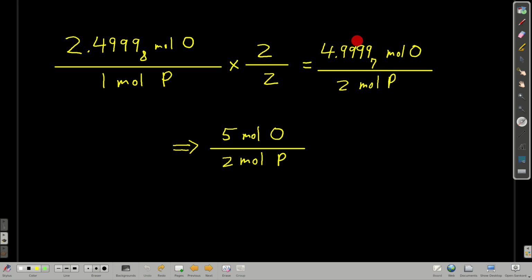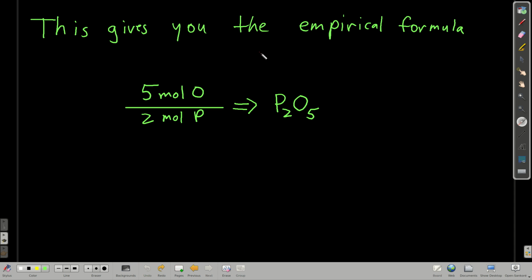Now this number is closer than 0.1 to a whole number, so we get to round it, and it gives us 5 moles of oxygen for every 2 moles of phosphorus. Now we're pretty much done because that ratio there gives us the empirical formula. It says that there are 2 moles of phosphorus for every 5 moles of oxygen, and so our empirical formula is P2O5. That's our empirical formula.